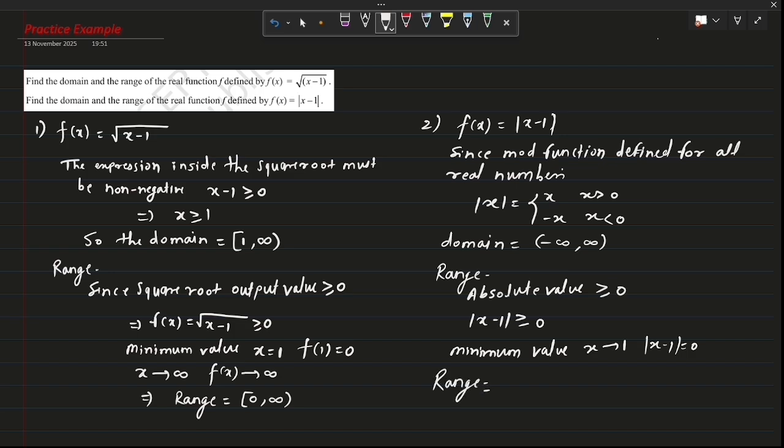So the range is closed at one end, open at the other end, and the range is 0 to infinity. These both have the same range, both examples, square root of x minus 1 and mod of x minus 1, since these two functions take positive values in the codomain.